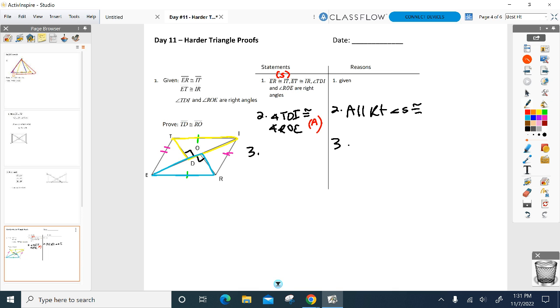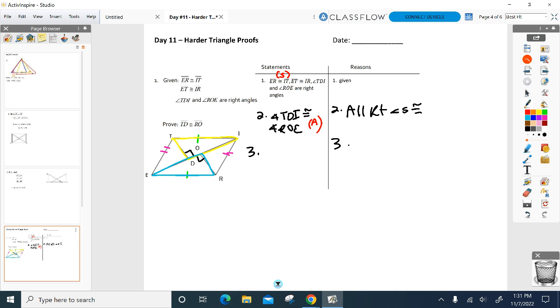Okay, let's get back to it. Any group find another pair? Any group find another pair? Look around the room.